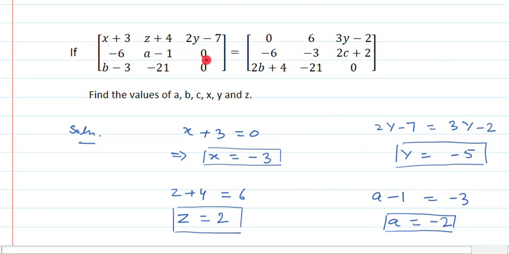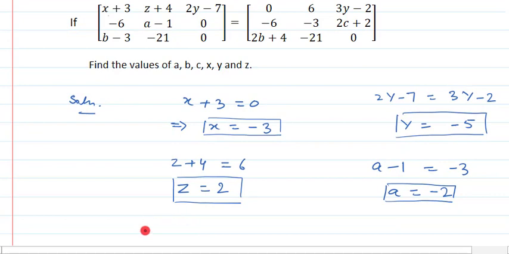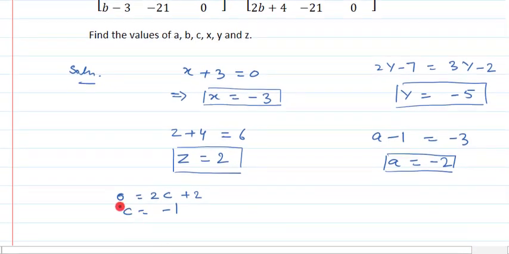Next, by comparing the element A23 in both the matrices, we can have the value of C, that is 0 is equal to 2C plus 2. So clearly C is equal to minus 1. C is equal to minus 1 we are getting.